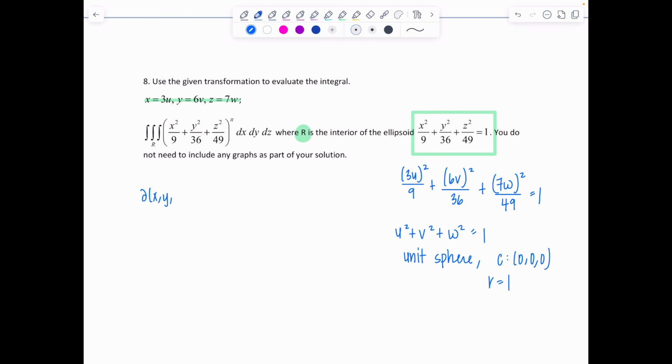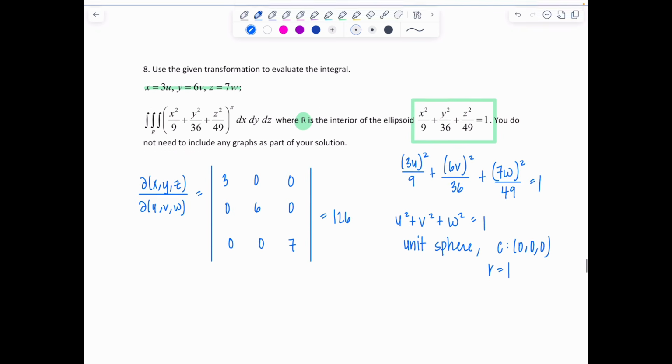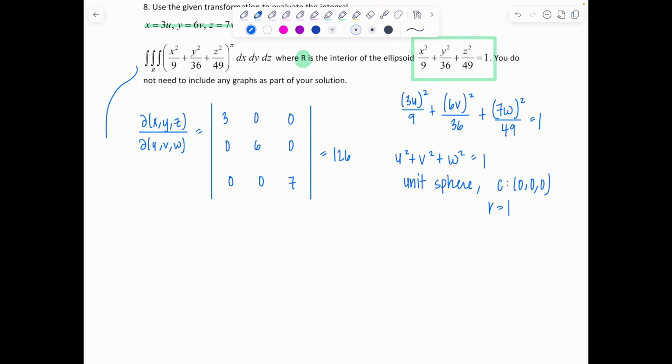Okay, let's figure out the Jacobian. So in this case, we have the partial of x, y, z with respect to u, v, w. So we take the determinant. Partial of x with respect to u is 3. The other two entries are 0. Partial of y with respect to v is 6. The rest are 0, and this is 0, 0, 7. And then when you take the determinant, you can just take the product of the diagonals. If you've taken linear algebra, you probably know that. If you haven't, then this might be news to you, but it is a game changer. So this is going to be 126. So that's my Jacobian.